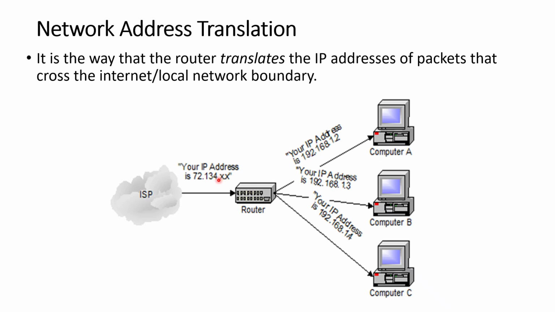When a response comes back from the internet, it is directed to the router's public address. The router then looks up its NAT table to find computer A's private IP address, switches the public IP back to the private IP, and forwards the packet to computer A. This process enables seamless communication while protecting the internal network from direct exposure to the internet.